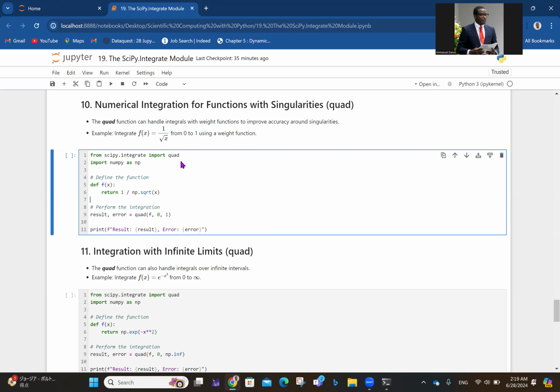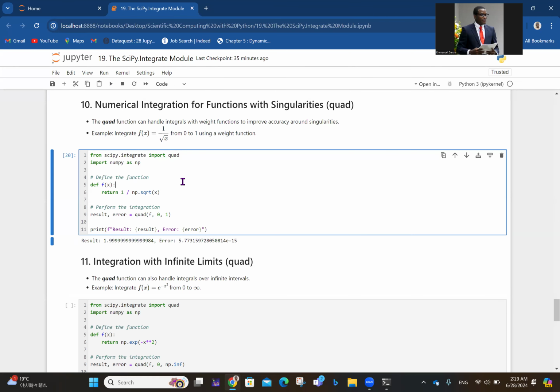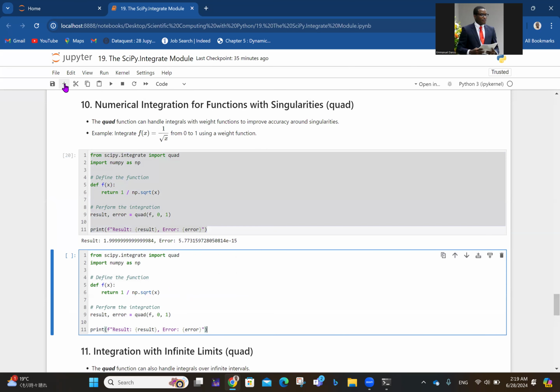So from scipy.integrate, import quad, and then of course we need numpy. So define the function, and the function is returning 1 over square root of x. So perform the integration: result, error = quad, the function f, and it's from 0 to 1. You just run that and you get your results. No big deal. All right. So let me change. What can I tweak? Maybe I want to tweak, say, okay, we can't do minus.